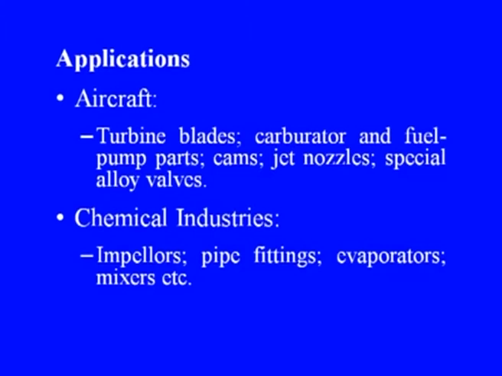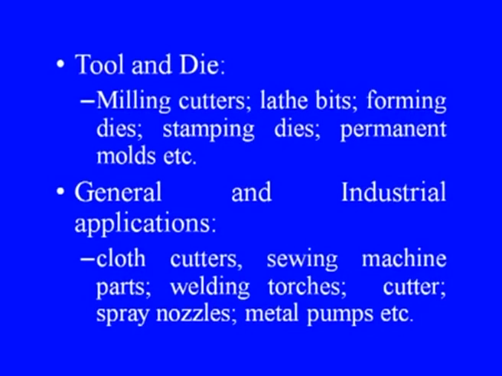These include impellers, pipe fittings, evaporators, mixers, etc. The parts required in tool and die making are also produced using this process, which include milling cutters, lathe beds, forming dies, stamping dies, permanent molds, etc. and some general and industrial applications like cloth cutters, sewing machine parts, welding torches, cutters, spray nozzles, metal pumps, etc.